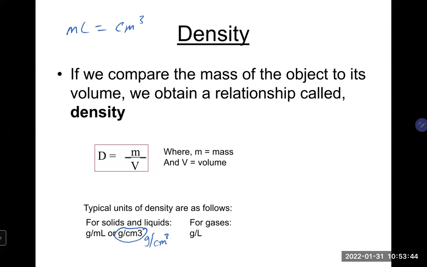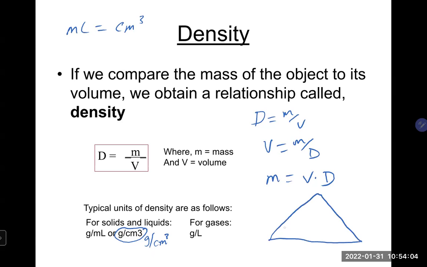And also, as we talked about, this is a formula that you do need to be able to properly rearrange. So density is mass over volume, which means the volume is mass divided by density, and mass is volume times density. And again, I think I drew on the board in lab the DMV triangle that people like. So again, density is mass over volume. Volume is mass over density, and obviously mass is density times volume. Questions on that?